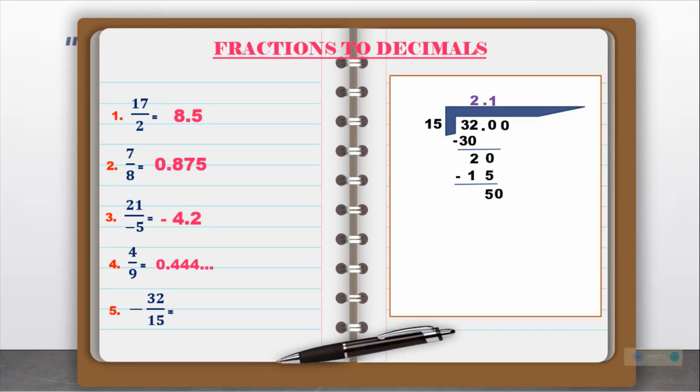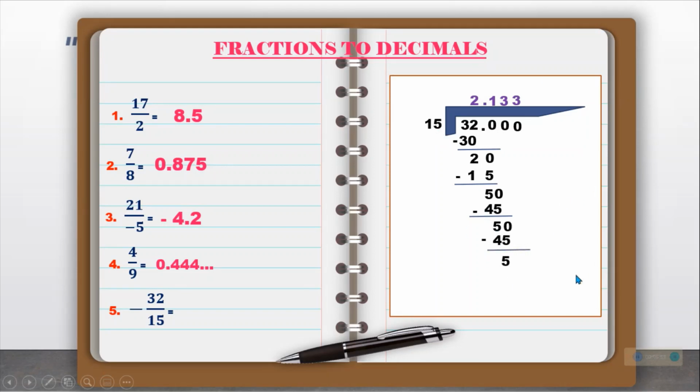Then bring down 0. 50 divided by 15, that is 3. 3 times 15 is 45. So 50 minus 45 is equal to 5. Then bring down again 0. 50 divided by 15 is 3. 3 times 15 is 45. 50 minus 45 is 5.